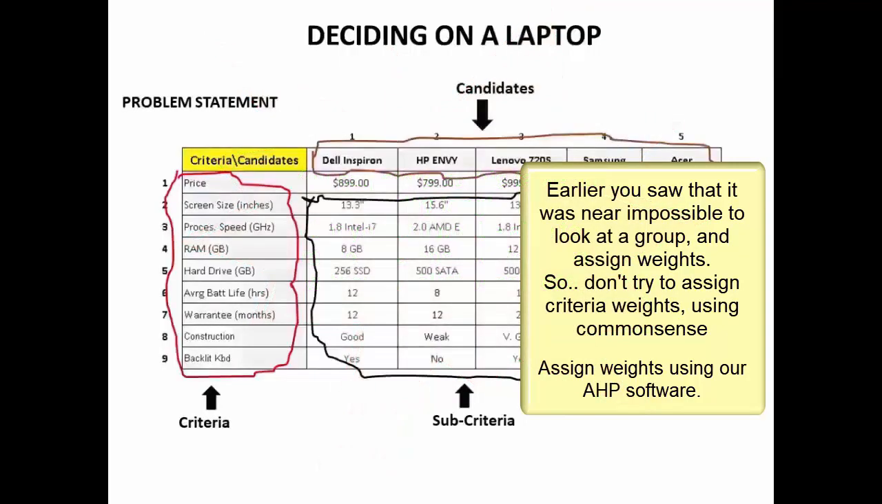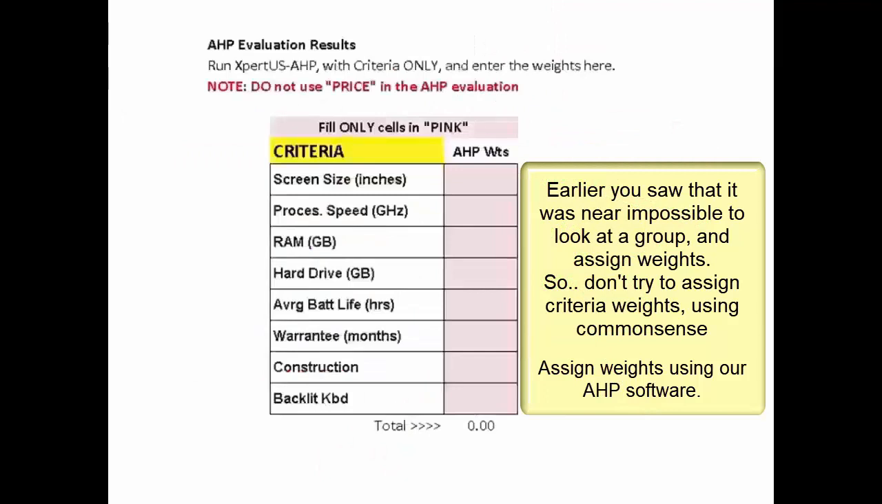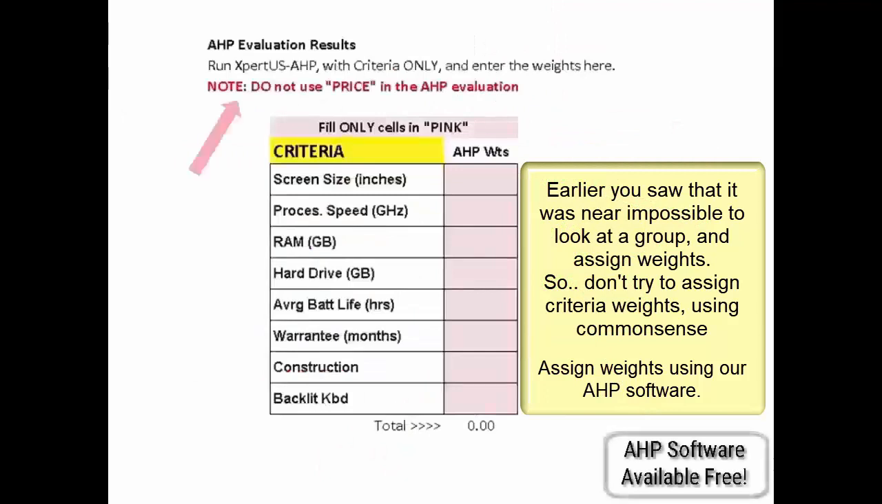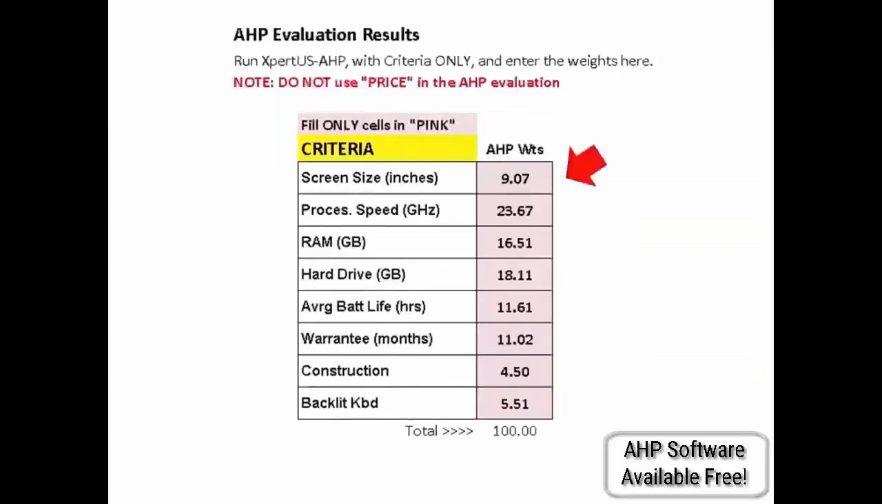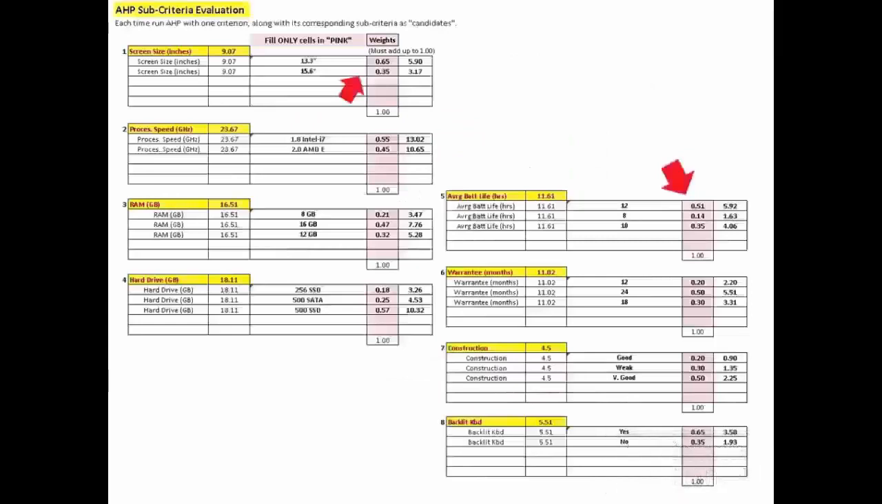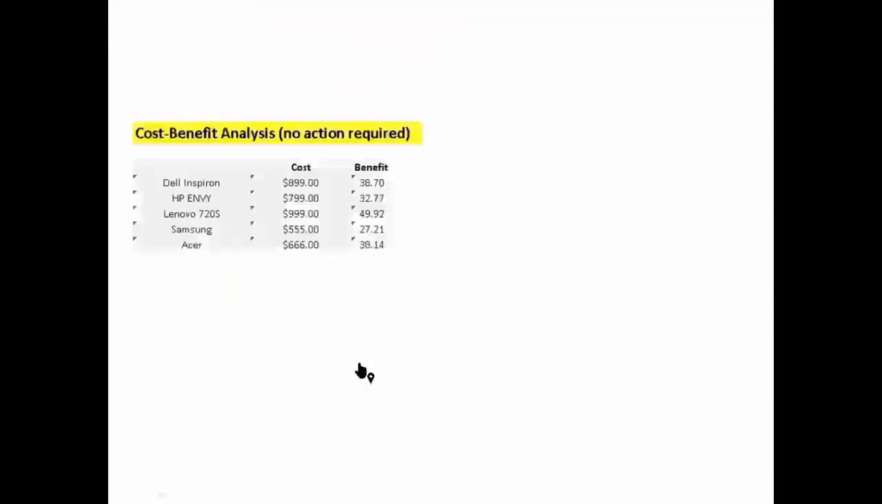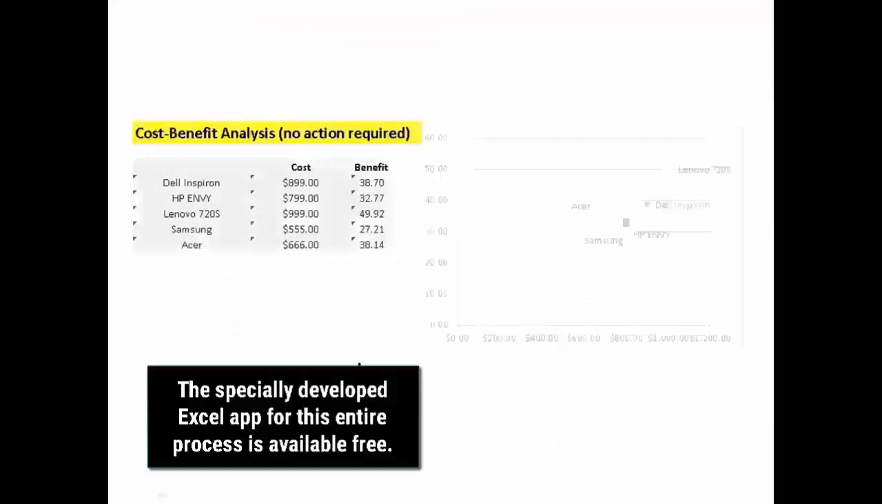The first thing we have to do is run the AHP evaluation to determine the criteria weights. Make sure you do not use price in the AHP evaluation. Now we have the criteria weights. Note it has to add up to 100. The next thing we do is we run the AHP evaluation on the sub-criteria and we enter the corresponding weights in these pink cells. Once this is complete, we simply look at our cost-benefit data and plot a graph.